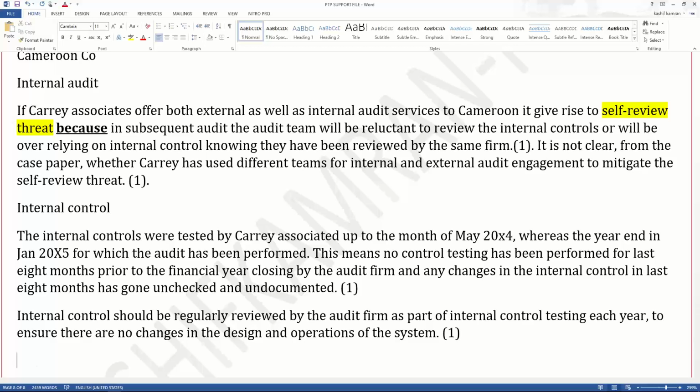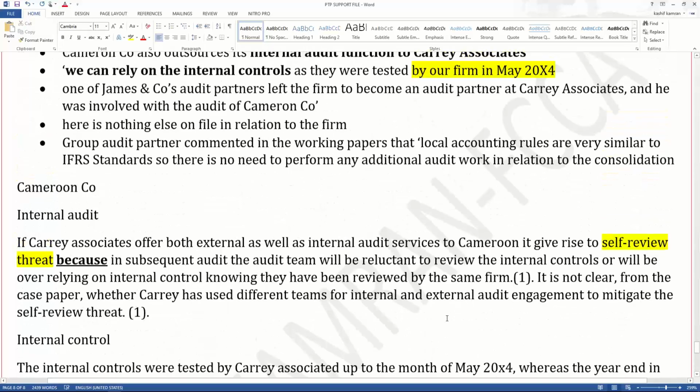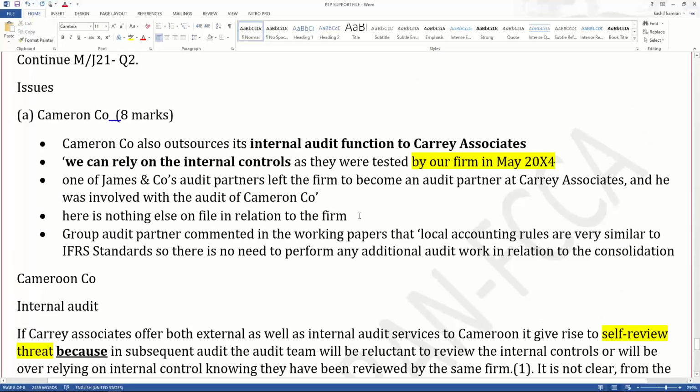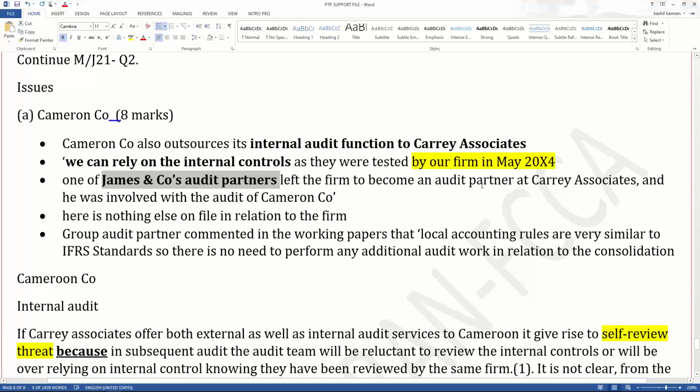Okay, let's look at the last problem, because I need to read another case with you. There was another problem that one of James' audit partners has left and joined Kerry Associate. I hope you all recall that from the session yesterday, because there was a break between day 2 and day 3 now. One of James' company audit partners, which is the group auditor, has left the firm to become an audit partner at Kerry, and he is involved with the audit of the Cameroon company.